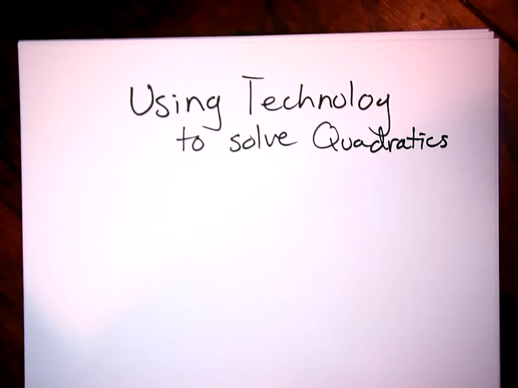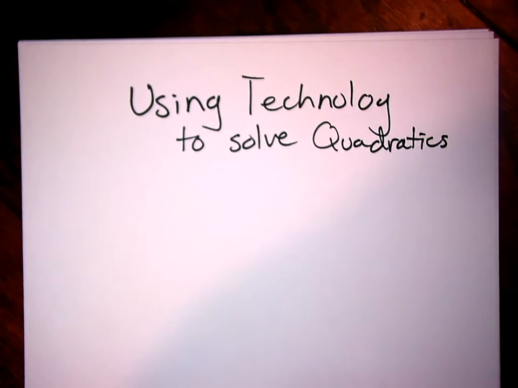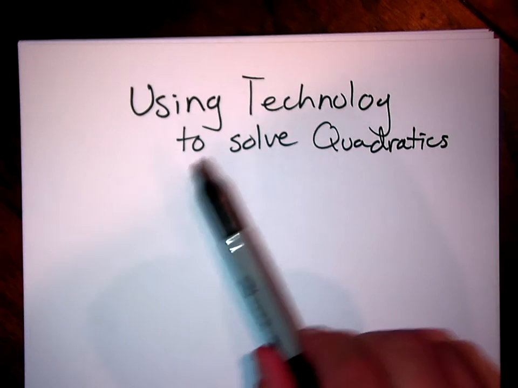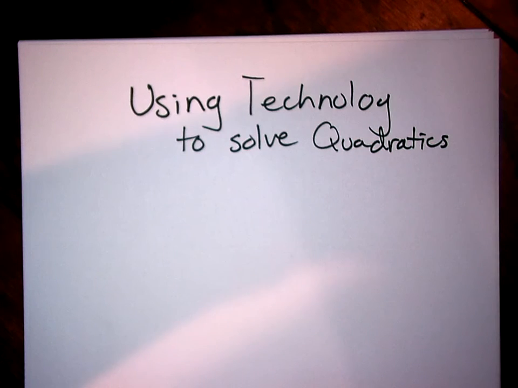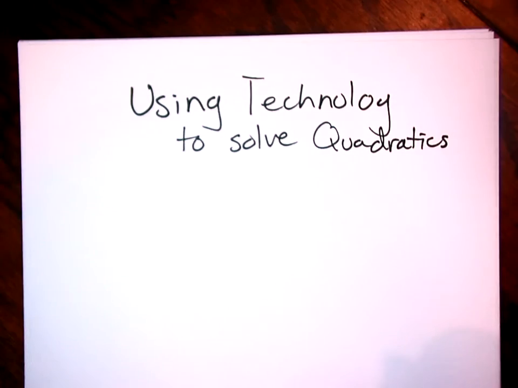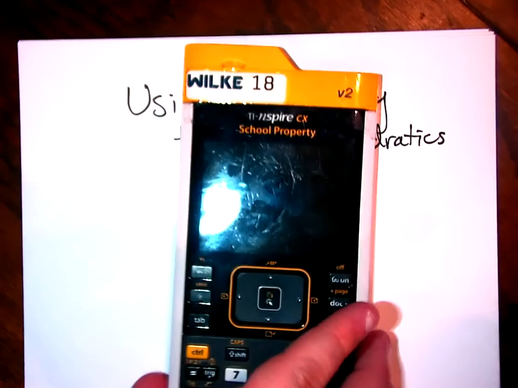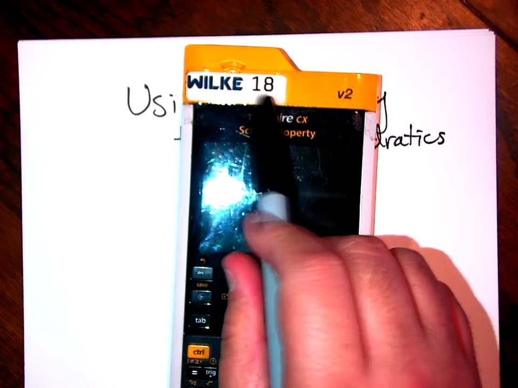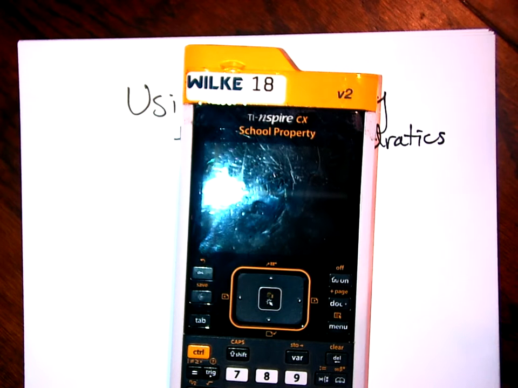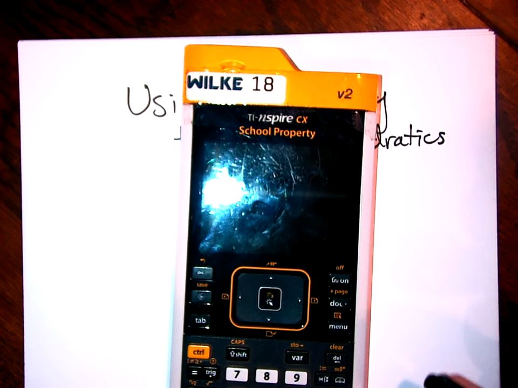Tonight's video we're going to talk about using technology to solve quadratics. And the kind of technology we're going to be using are these lovely TI-nspire CX calculators. Okay, and this one has my sticker on it for my classroom. But these calculators are really amazing. They do a lot of cool functions, including excellent graphing and all kinds of cool stuff like that.